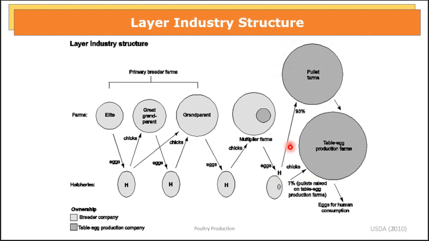The darker shade is our production farms or commercial farms. As you can see here in the multiplier farm, it has a portion for production. Okay? It has a portion for production. And then this lighter shade is our breeder farm, the breeder companies. Okay? Because the multiplier farm can already produce eggs for other farms. Okay.